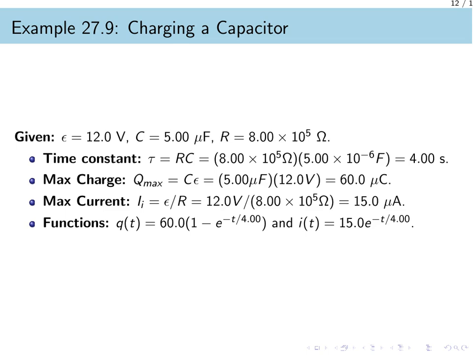We have a circuit with a 12-volt battery, a 5 microfarad capacitor, and an 800,000 ohm resistor. First, we calculate the time constant by multiplying R and C, giving us 4 seconds. The maximum charge is found by multiplying capacitance and voltage, resulting in 60 microcoulombs, while the initial maximum current is 15 microamperes. Using these constants, we can write the specific functions for this circuit. Charge increases according to 60 times 1 minus e to the negative t over 4, and current decays as 15 times e to the negative t over 4.